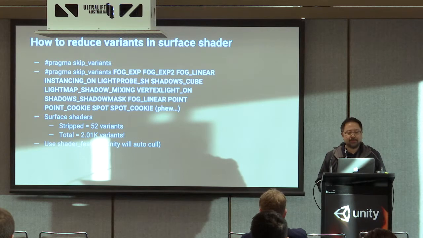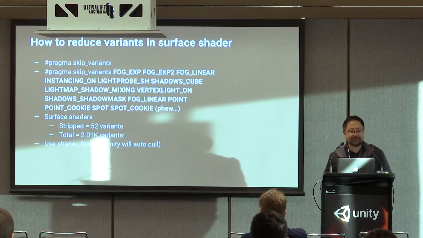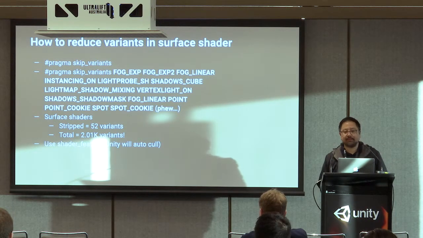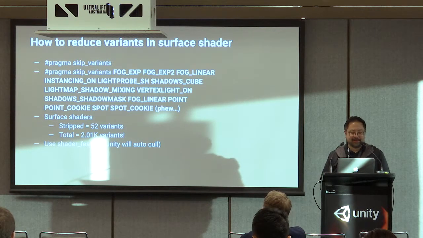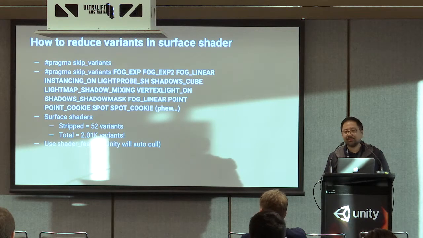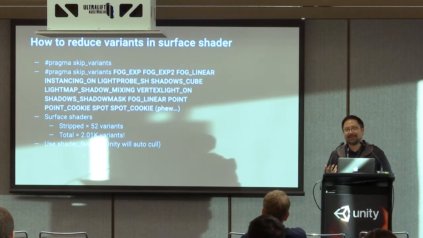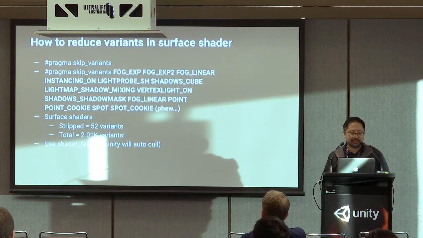If you don't want a feature to be used in your game, you can use a pragma called skip variants. This will guarantee, no matter what, that Unity will strip out these features that your shader doesn't need. Just to give you an idea, a standard surface shader that's stripped has 52 variants, but a non-stripped one has 2,000. And I think the actual standard shader itself can have something like 20,000 variants. So when you open a project, you may see a shader compiling line going for a couple of minutes. That's because there are so many different variants.